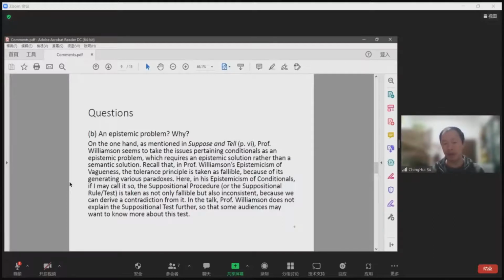In the talk, Professor Williamson does not explain the suppositional test further, so I think maybe some of the audience would want to know more about this test.